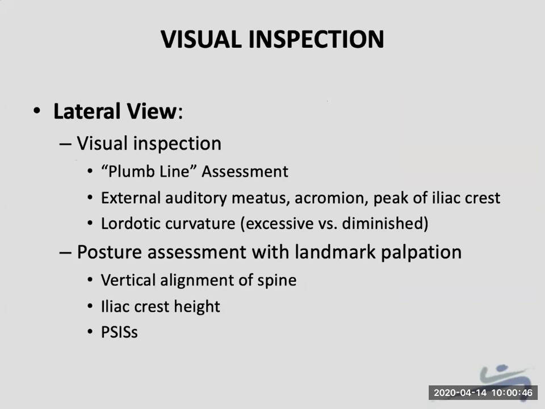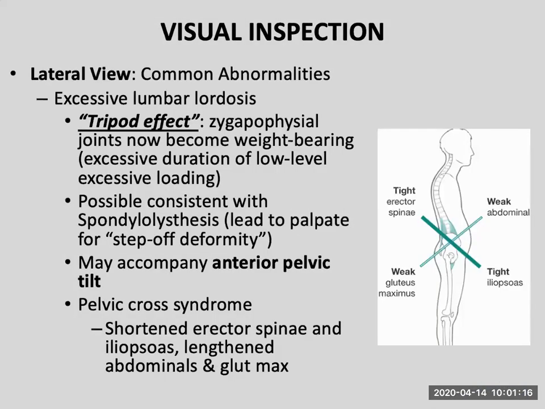So our lateral view, our plumb line assessment, we want to look and see, does the external auditory meatus line up with the acromion, the peak of the iliac crest as well. And this is where we can observe lumbar lordotic curvature, thoracic kyphotic curvature as well. So forgive the slide here. We're not looking so much at our vertical alignment. We're not looking at these landmarks. This is a typo.